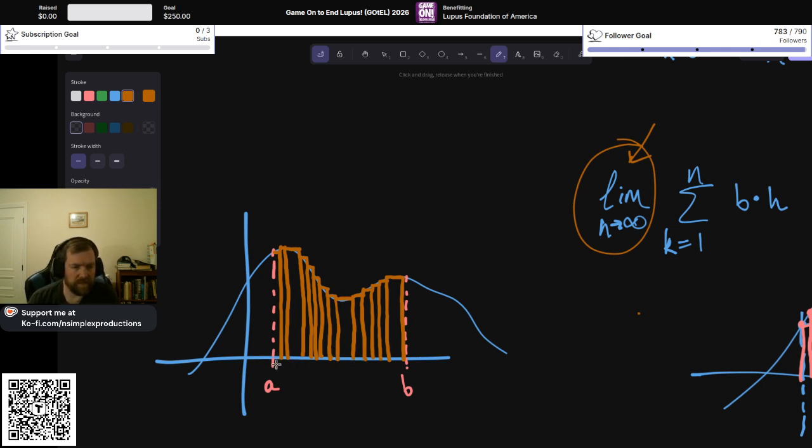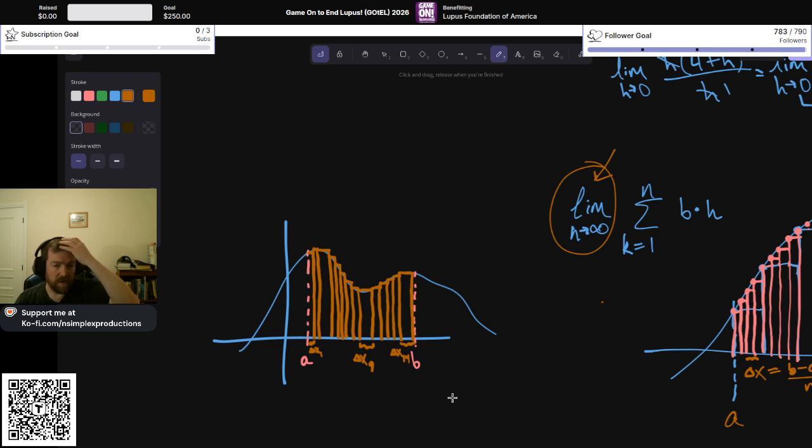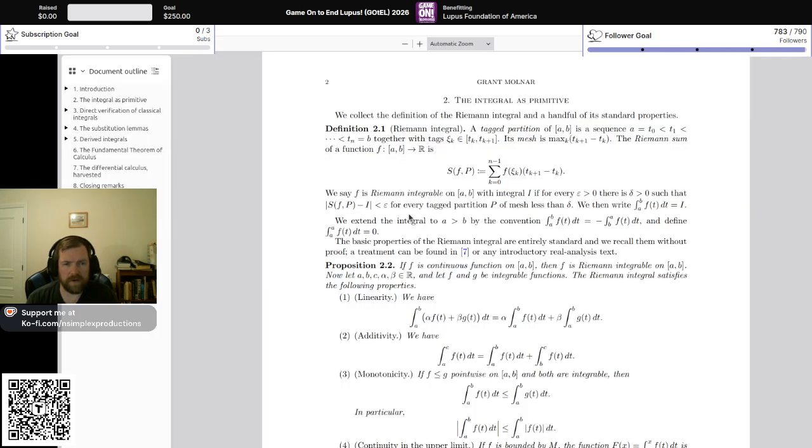And so this right here is going to be delta x1. This is 2, 3, 4, 5, 6, 7, 8, 9. So this one right here is going to be delta x sub 9, 10, 11, 12, 13, 14. Delta x sub 14. All right, so because those are in those particular places with those particular values, we're going to look back at what the definitions were that we're talking about here.